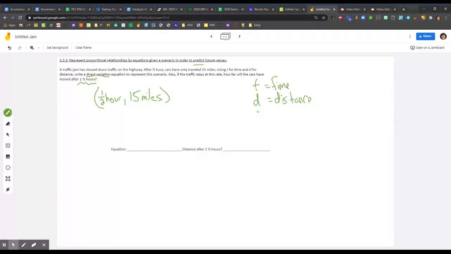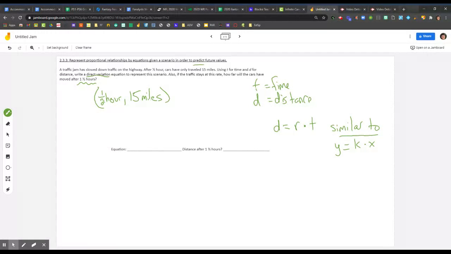Okay, so we know that distance equals rate times time. This is similar to our concept of y equals k times x. Okay, this is similar to that. You can see the relationship. Y is d, r is k, t is x.